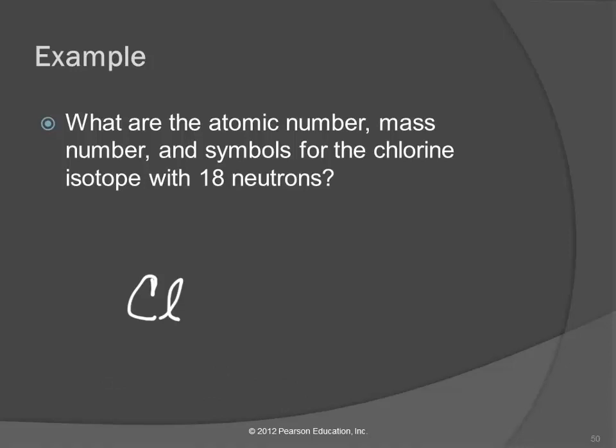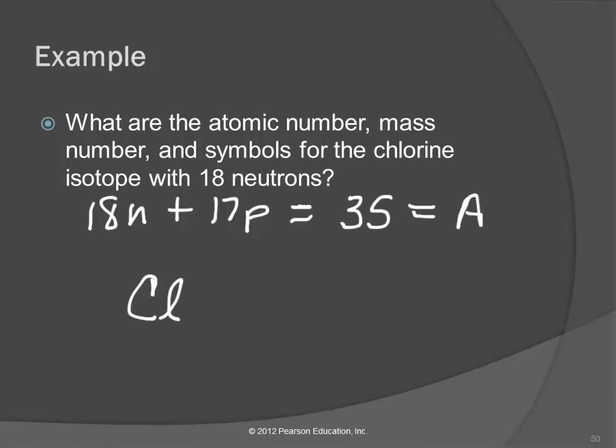Chlorine. Okay, so we're told that we have 18 neutrons. How many protons does chlorine have? 17 protons. So we have to add 17 and 18 to get the mass number. So that's what, 35? The mass number is A, because that doesn't make sense. The mass number goes up here. The number of protons goes down here. So that is one of the symbols for this chlorine isotope that has 18 neutrons.